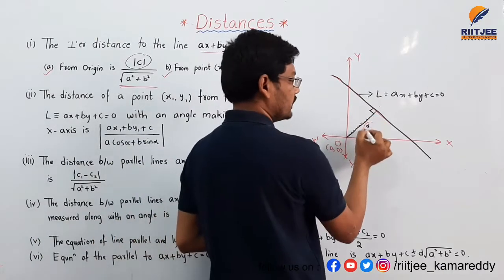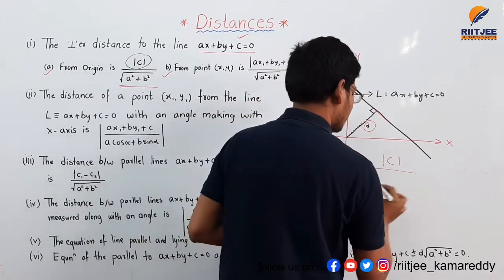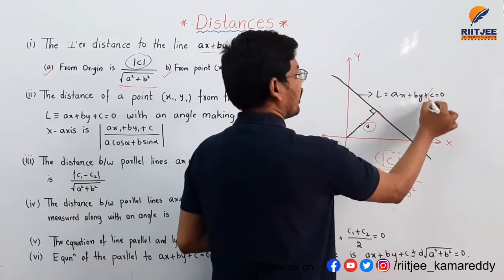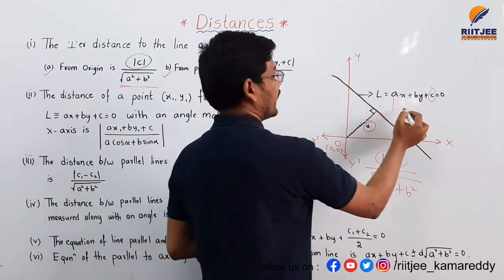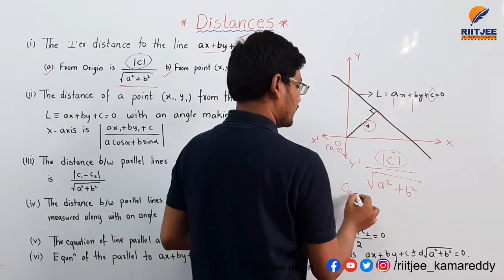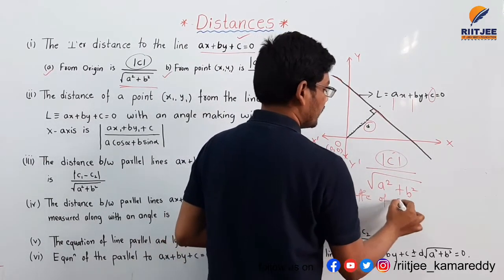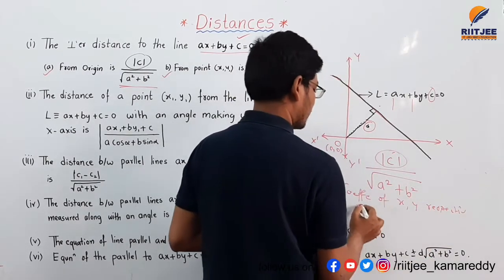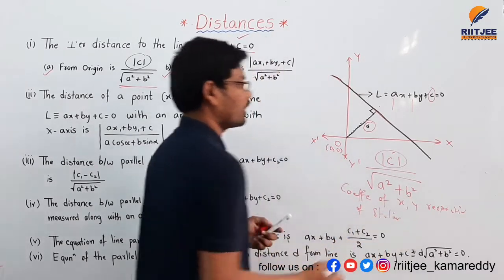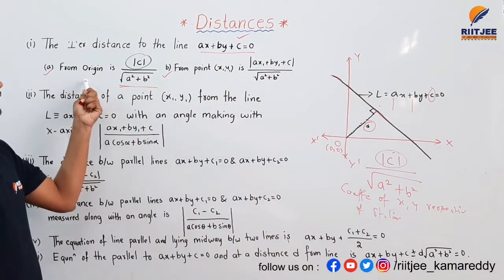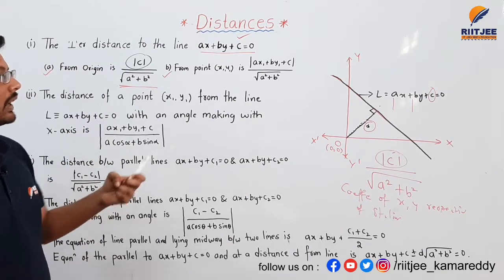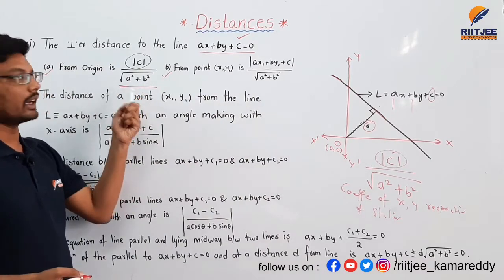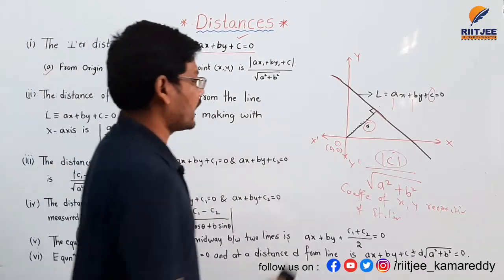Here, c is the constant of the line, and a and b are the coefficients of x and y respectively. This is all about the perpendicular distance from the origin to a line. If you want to find it, this is the formula.